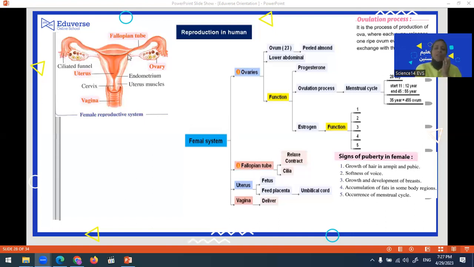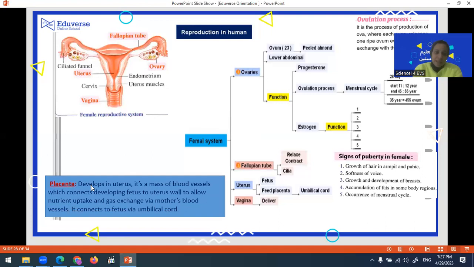Here you can find, if this female is facing pregnancy, the ovum is going to be implanted inside the uterus, stay inside, and form the placenta, and the fetus is going to feed from it through the umbilical cord.